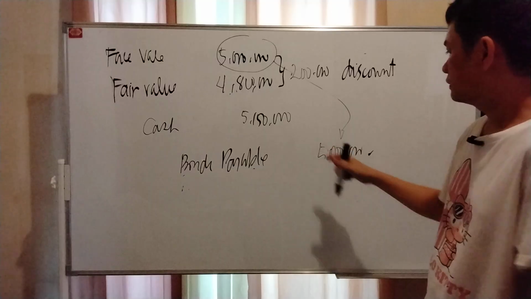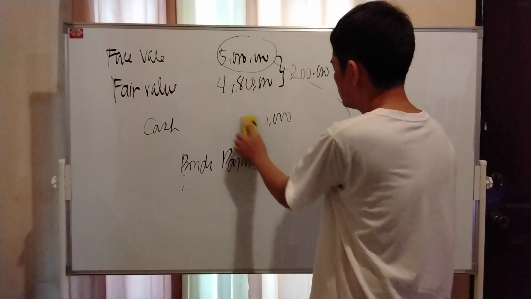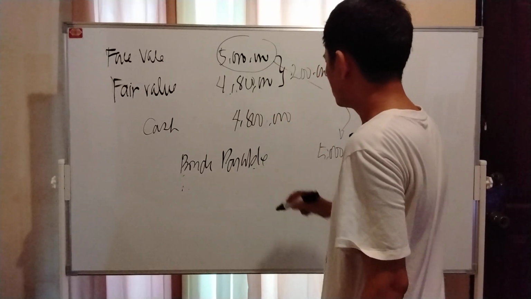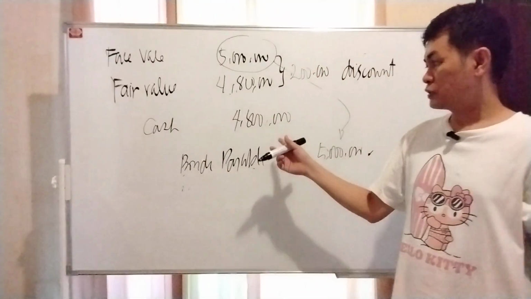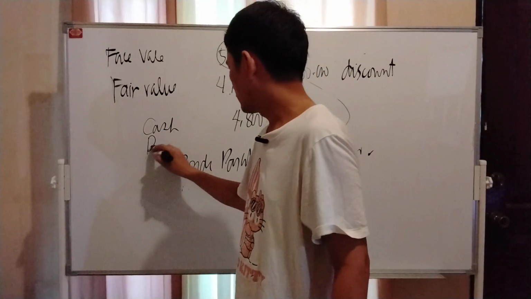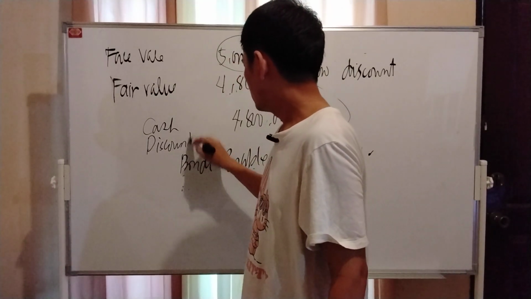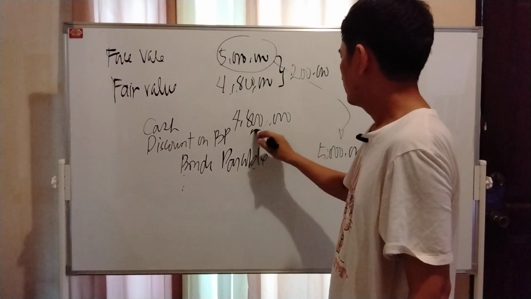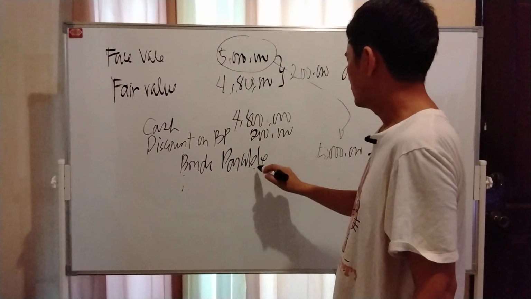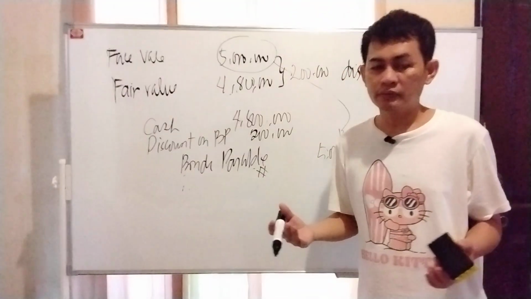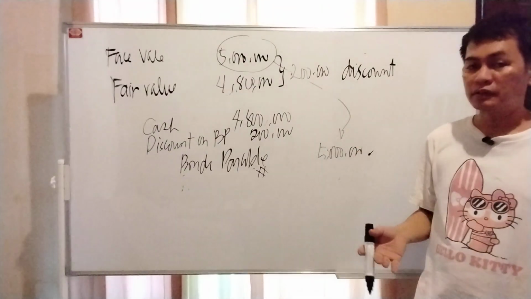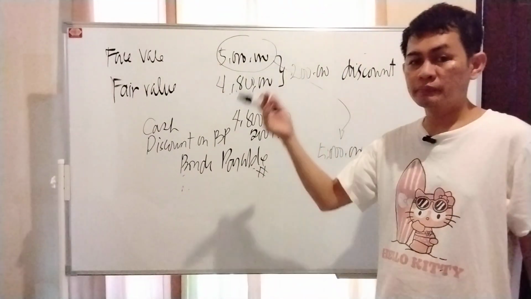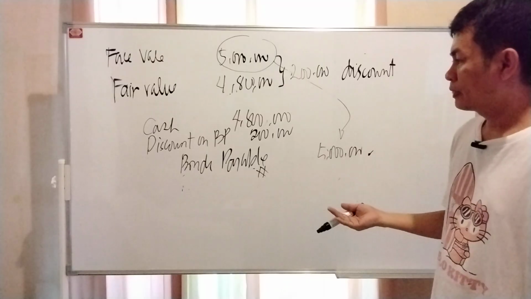Okay, so here we journalize. Instead of receiving 5.15 million, the borrower received only 4.8 million. It means to say that there is a shortfall of 200,000. We call that shortfall discount on BP, let's just call it BP to make it fast, amounting to 200,000. So that's how it is. We start with this accounting of the bonds payable. Then later on, we are going to amortize the discount over the life of this bonds payable. Okay?